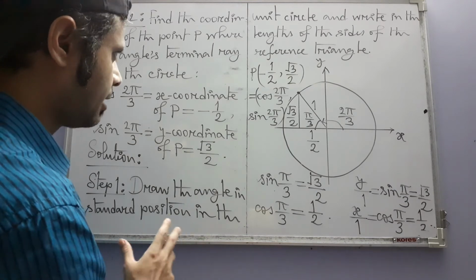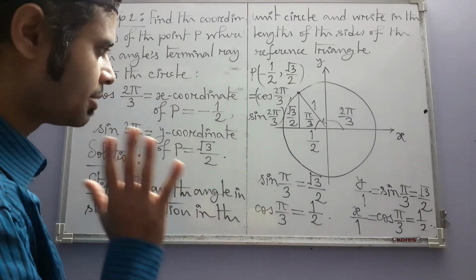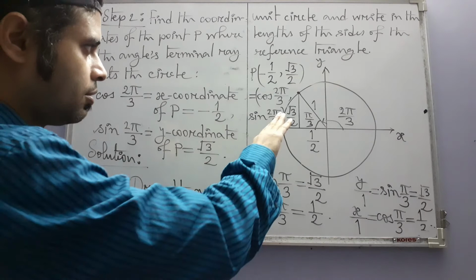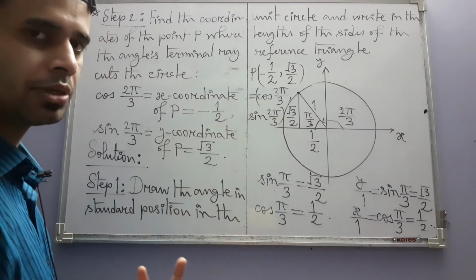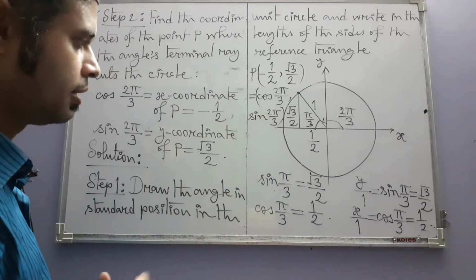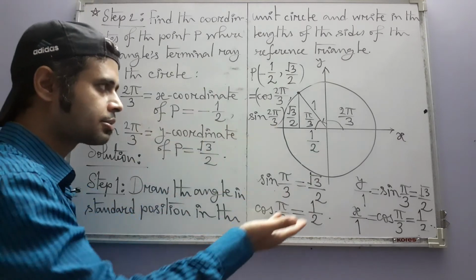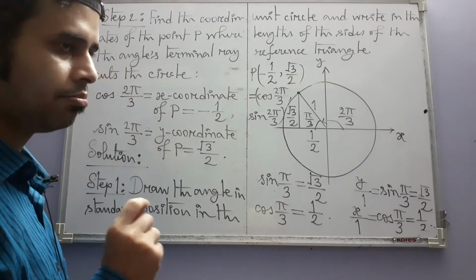So that's how you calculate the trigonometric function values for an obtuse angle, for example 2 pi by 3 radians. Now before we go to the next example, let me just mention one thing.